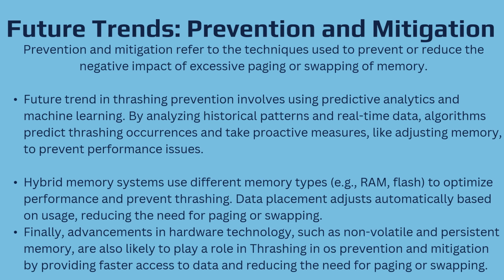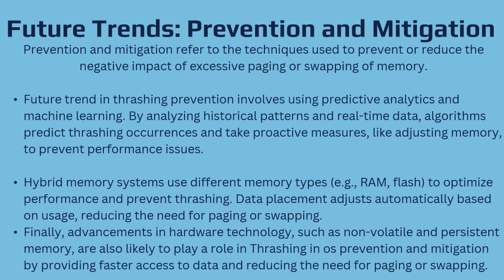By analyzing historical patterns and real time data, algorithms predict thrashing occurrences and take proactive measures like adjusting the memory to prevent performance issues. Hybrid memory systems use different memory types, for example, random access memory, RAM, or flash, to optimize performance and prevent thrashing. Data placement adjusts automatically based on usage, reducing the need for paging or swapping.